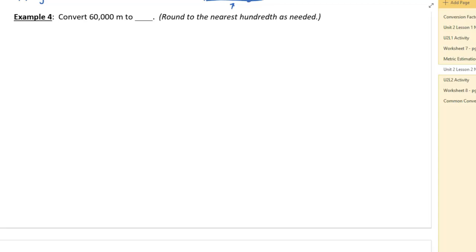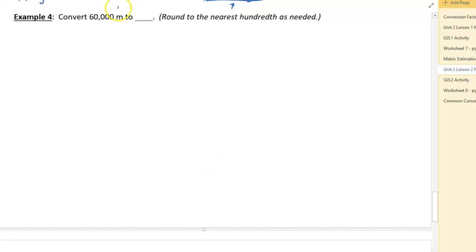Unit 2, Lesson 2, Part 2, Example 4. So example 4 is another example of converting between one system to another. So let's look at what we're given. So we're given 60,000 meters.